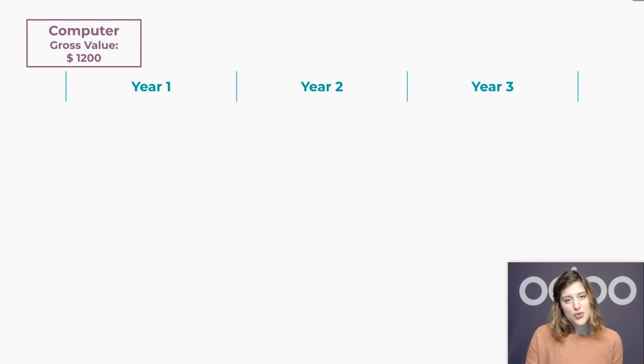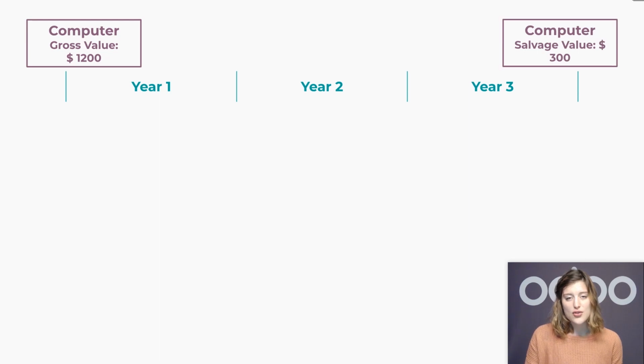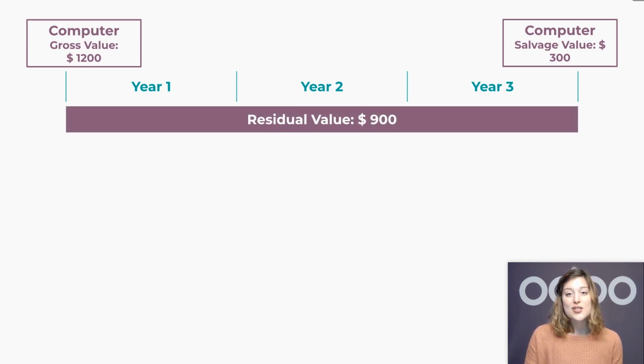At the end of the 3 years, I want its salvage value to be $300. From an accounting point of view, the computer's value will then be $300 and will stay that way. This leaves us with $900, the residual value, that will be expensed periodically over the 3 years. Thankfully, all the depreciation entries are recorded automatically by Odoo after we configured everything correctly.